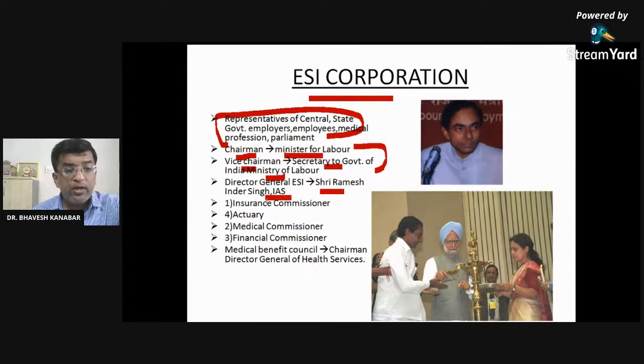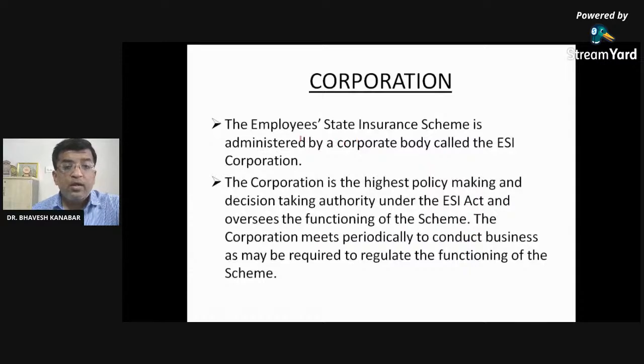This may be the old name, right? There is an insurance commissioner, actuary, medical commissioner, financial commissioner, right? So this is the staff pattern of the ESI Corporation. The Employees' State Insurance scheme is administered by the corporate body called ESI Corporation, right? The Corporation is the highest policy making and decision making body. So in the case of ESI, the Corporation makes the policy as well as decisions under the ESI Act.